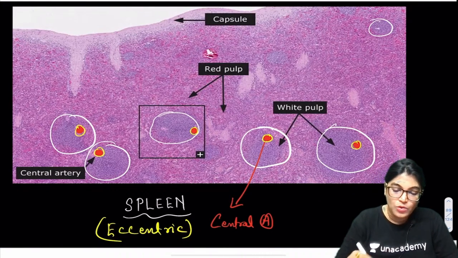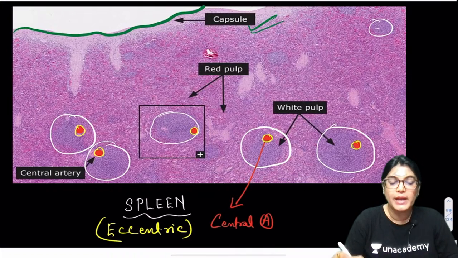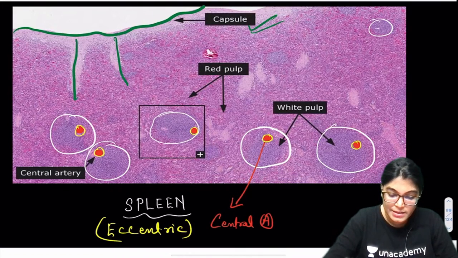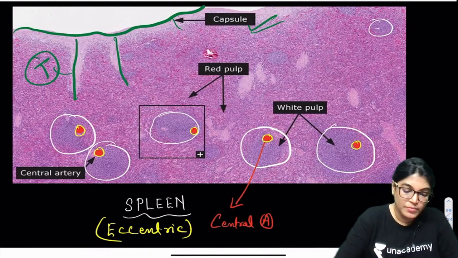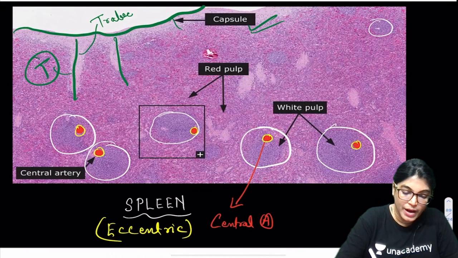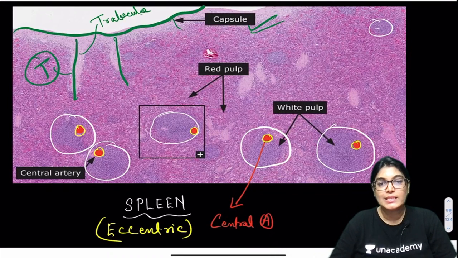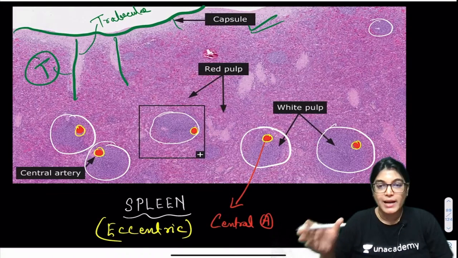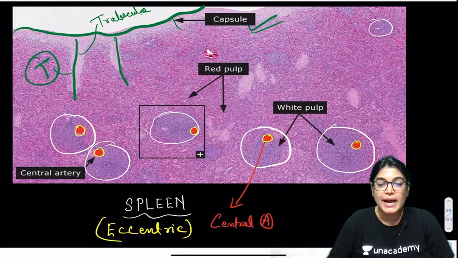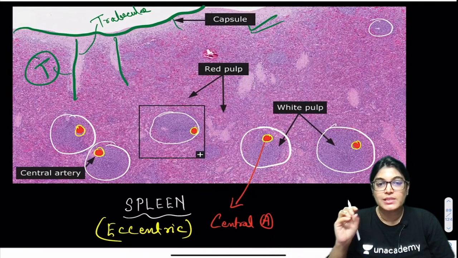The outermost covering of the spleen is the fibrous capsule. From the fibrous capsule, what goes inside is the trabeculae. T is for trabeculae. These trabeculae go inside and divide the interior of the spleen into red pulp and white pulp. Through this trabeculae, the splenic artery traverses its branch, one is the trabecular artery. When it reaches inside the lymphatic aggregation, it is called the central artery.